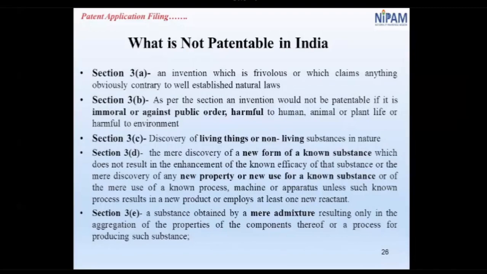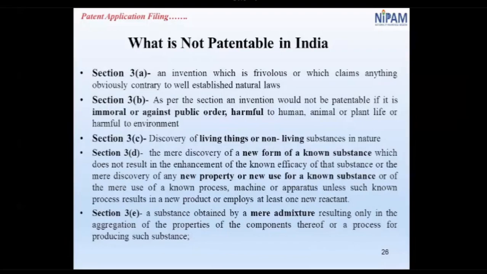For example, you can say, sir, I will make a machine that will perpetually give us grain. I have given the specification and how to invent that machine. Do you feel it is possible? A machine cannot perpetually give us grain, so that is not possible. Another way, you can say, sir, I have invented something and the invention is E equals MC squared. E equals MC squared is a well-known natural law. We cannot claim natural laws or anything well established in nature. So any frivolous invention, or one which claims anything obviously contrary to well-established natural laws, is not an invention as per section 3A.